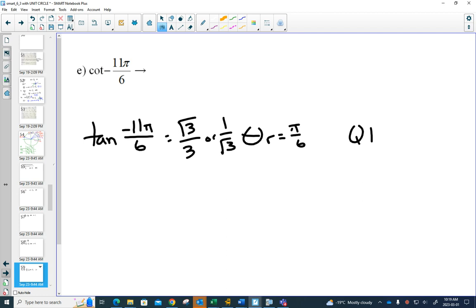Now, the pi over 6 family for tan is root 3 over 3. I don't know if you use that strategy where 3 plus 3 equals 6 to remember the pi over 6 for tan. It's also equal to 1 over root 3, so when you're writing cotangent, you could either write your answer like this or like this.